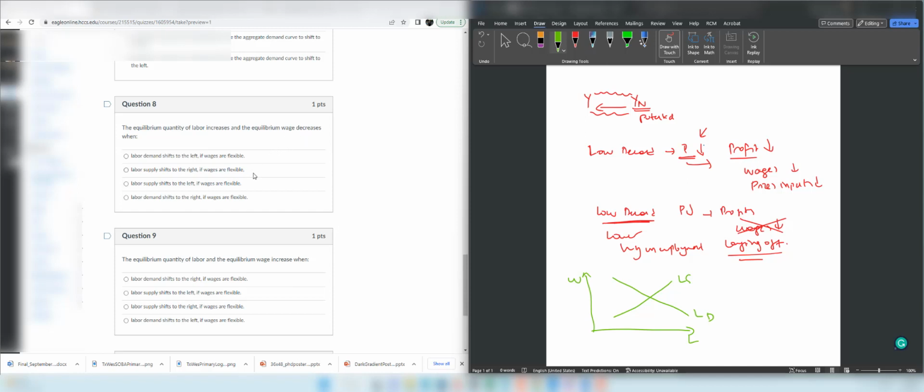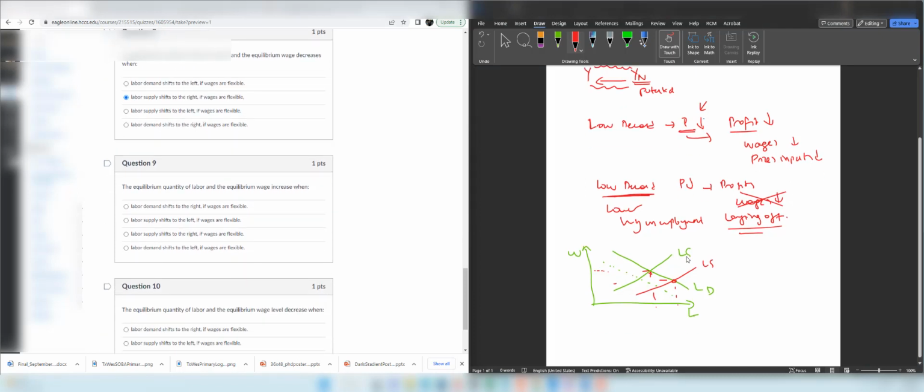Labor demand shifts to the left. If labor demand shifts to the left here, both labor and the wage are going to go down, but it says that the quantity of labor increases. Therefore, we need to find a situation where we increase the labor, but we also decrease the wage. That's only possible when we shift the labor supply curve to the right. Look, when you shift the labor supply curve here, quantity of labor compared to here increases, and wages compared to here go down. Therefore, labor supply shifts to the right is the right answer.